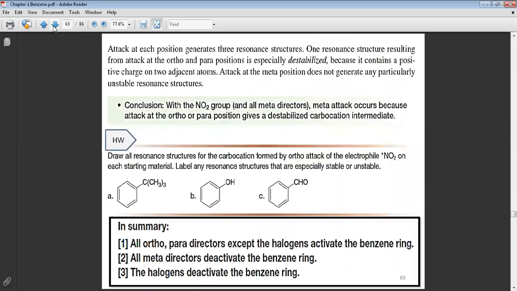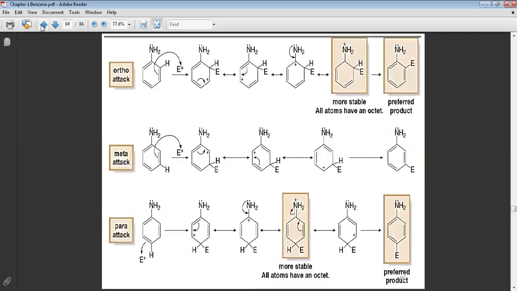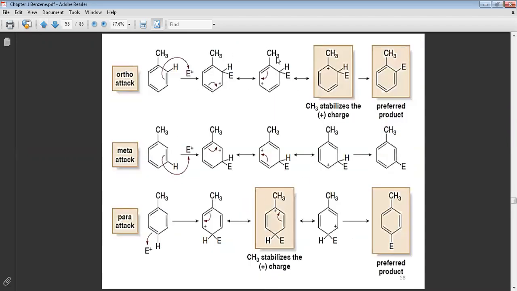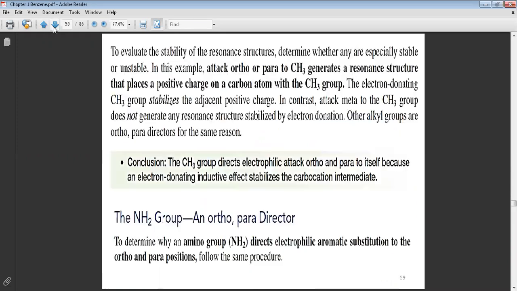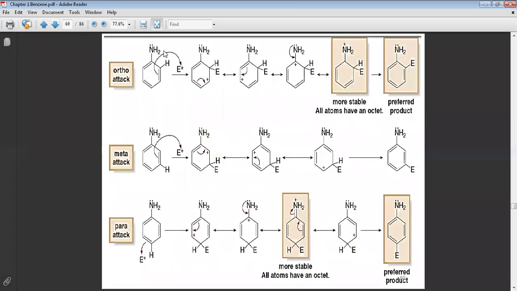This is for the nitro group. Now for the alkyl group, we have this resonance structure. Ortho and para are preferred over meta because we have a positive charge directly bonded to the alkyl group. Here, for NH2 or OH or the halogen, note, students, NH2 or OH or halogen, it will also be ortho and para attack.